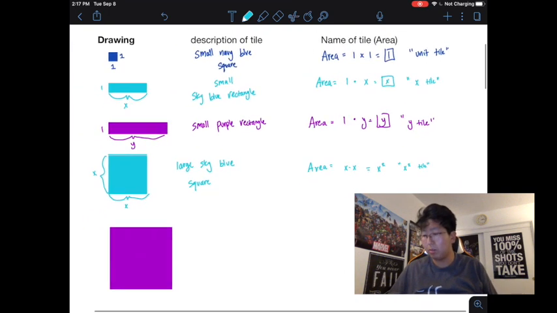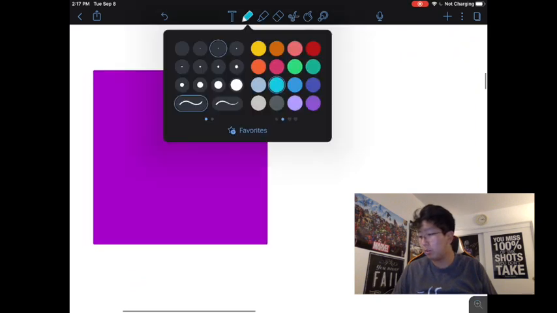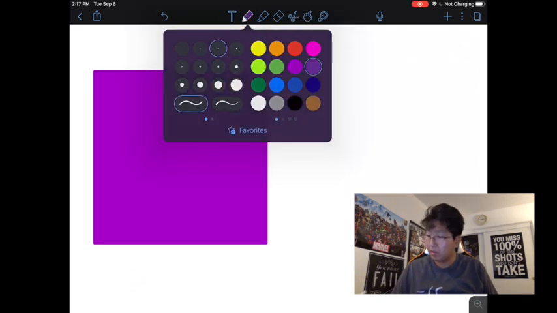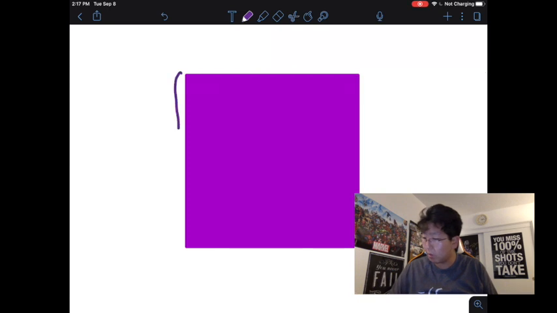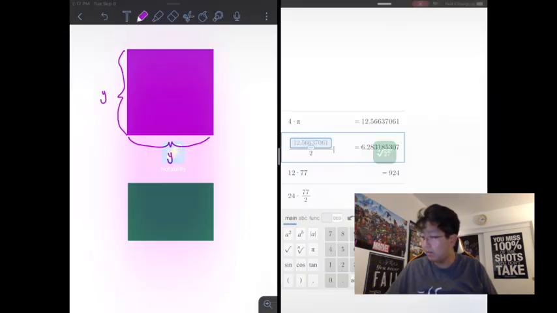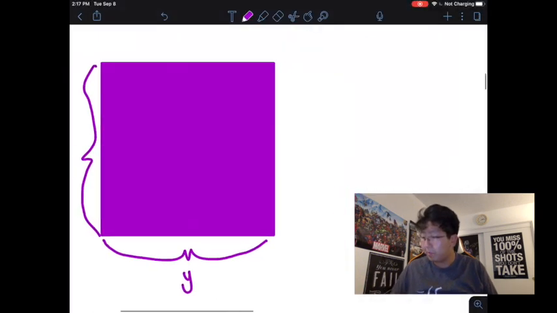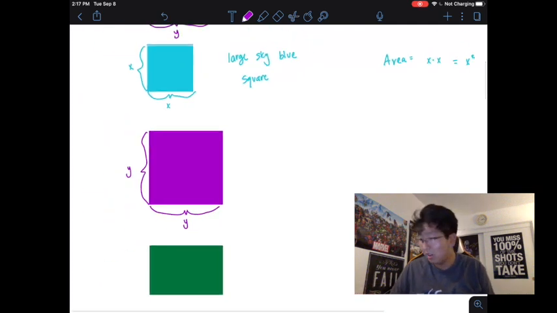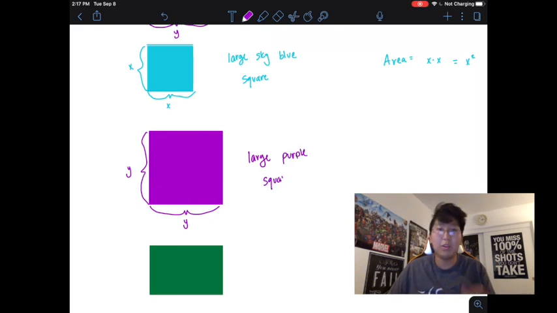What do you think this next one's going to be? So I'm going to tell you right now that this distance right here is Y, and this distance right here is also Y. We didn't describe this, of course. This is a large purple square. So how do you find the area of a square?